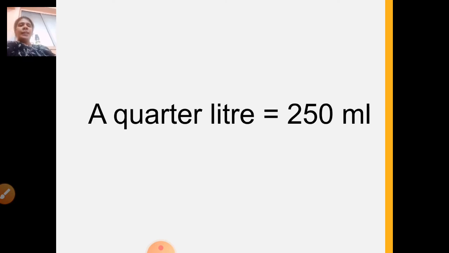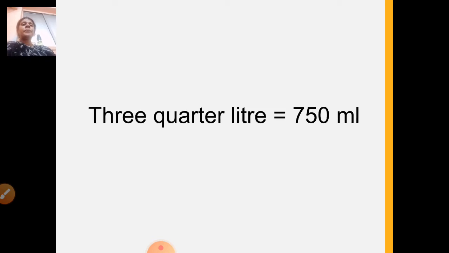A quarter liter is equal to 250 ml, that is 250 milliliter. Now 1 liter is how much? 1000 milliliter, correct? So a quarter, that is 1/4 of 1000, will be 250 ml. So a quarter liter is 250 milliliter.